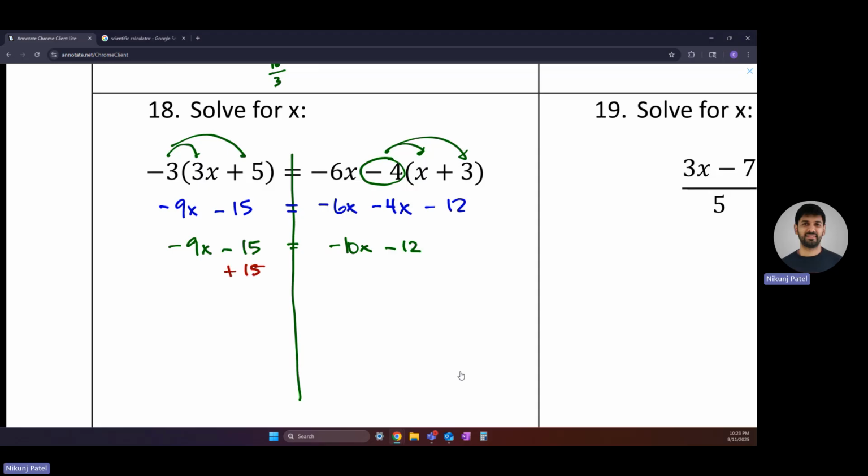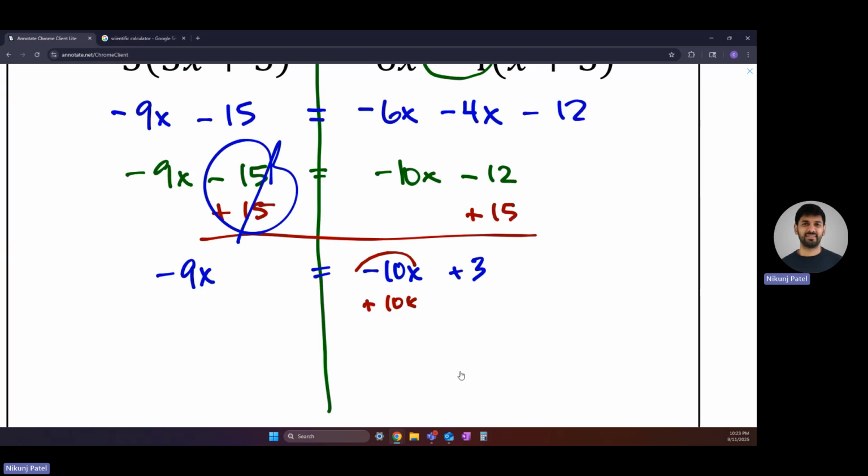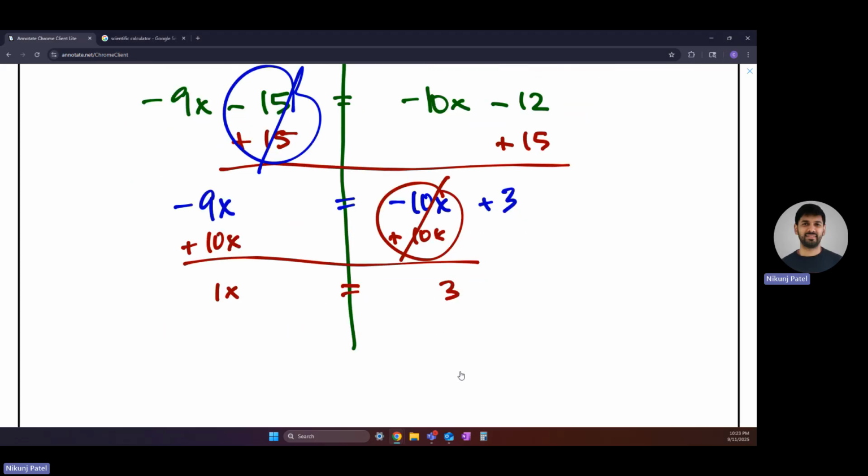Plus 15 plus 15. Negative 9x equals negative 10x. 15 minus 12, that's going to be a positive 3, or negative 12 plus 15. We can then add 10x, right? We want to invert this so it goes away there, but then we need to also add 10x here, so we get negative 9x plus 10x, that's 1x, or we can just write it as 1x, equals 3, or 1x is also just the same thing as x, so x equals 3.